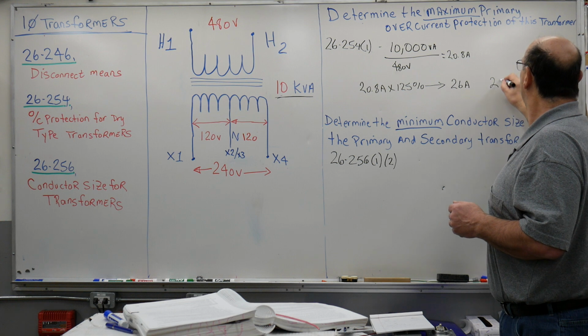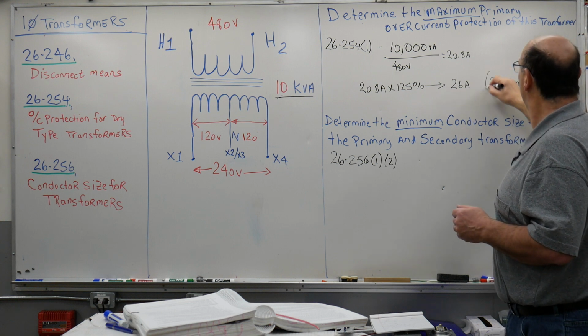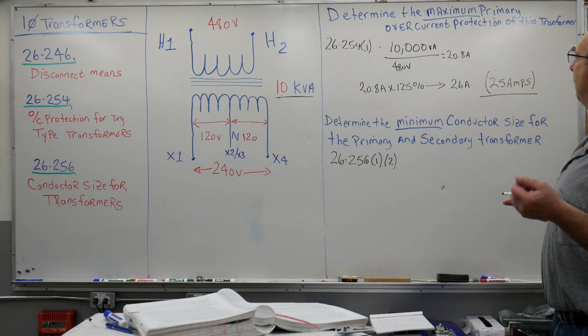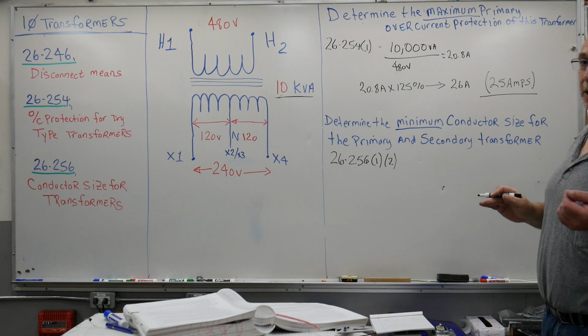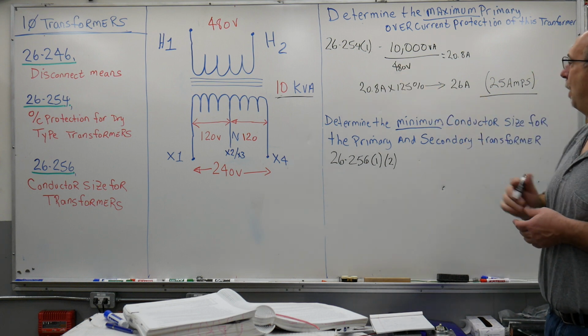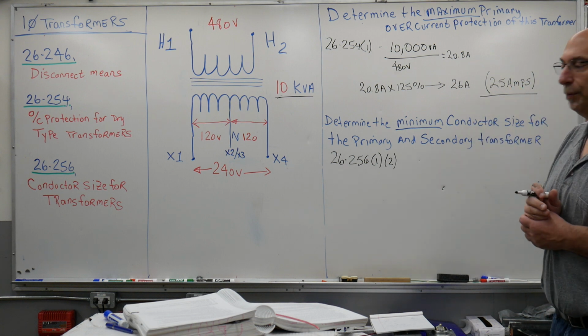So, if you're looking at determining the maximum primary overcurrent protection of this transformer, based on 26-254 Sub-Rule 1, the answer is 25 amps. We're not going to deal with Sub-Rule 3 at the moment.